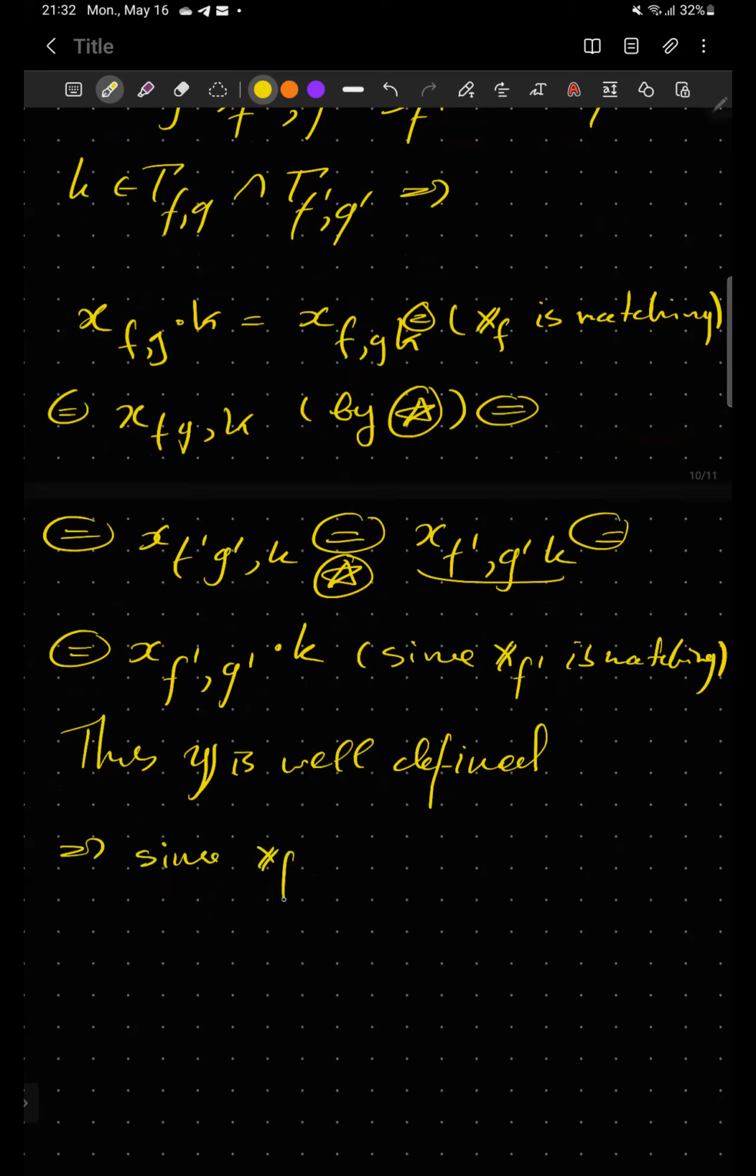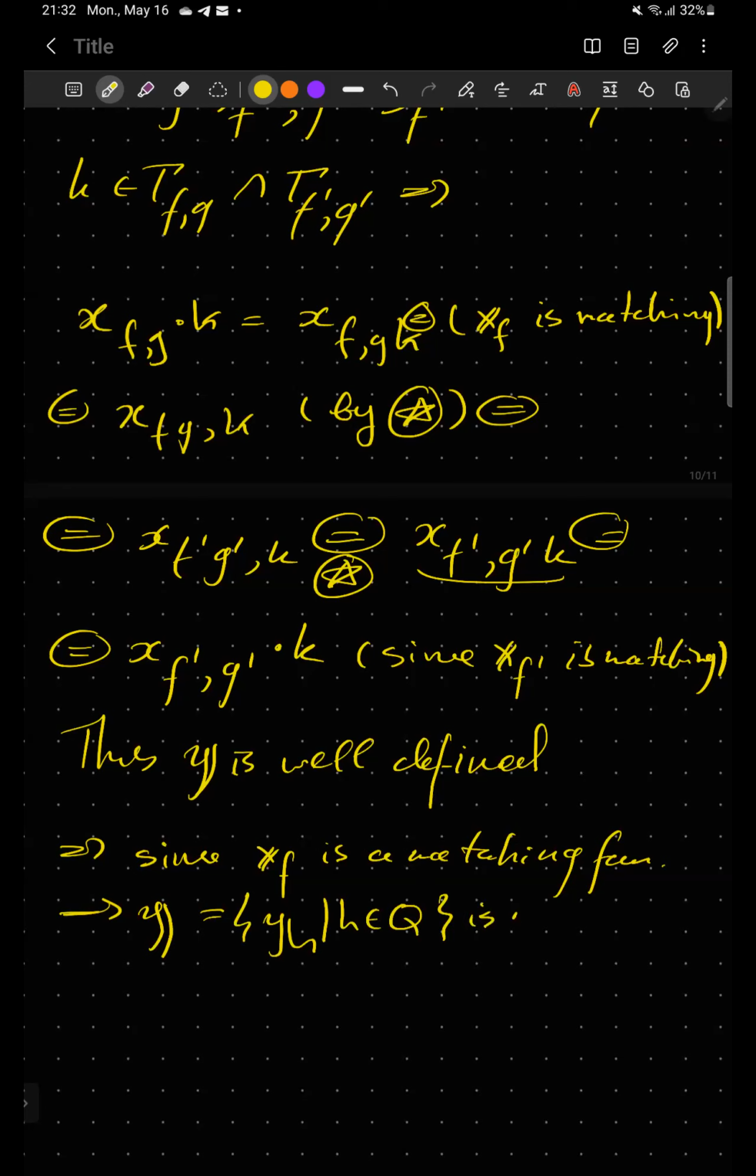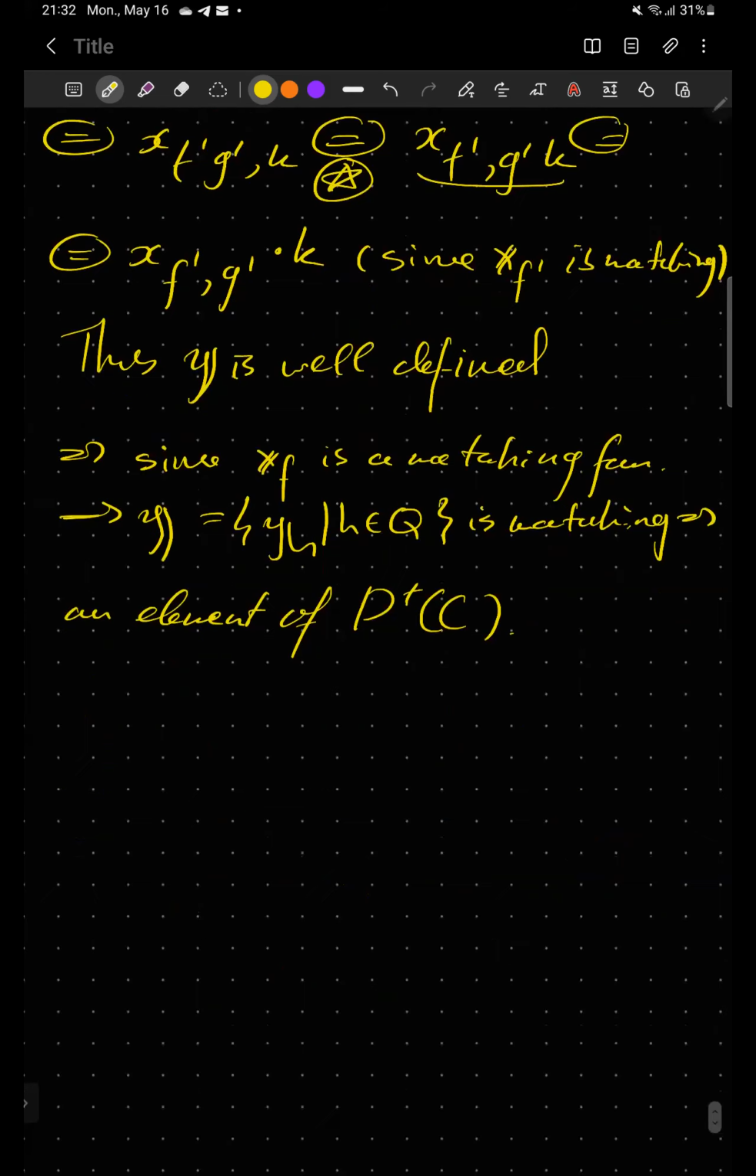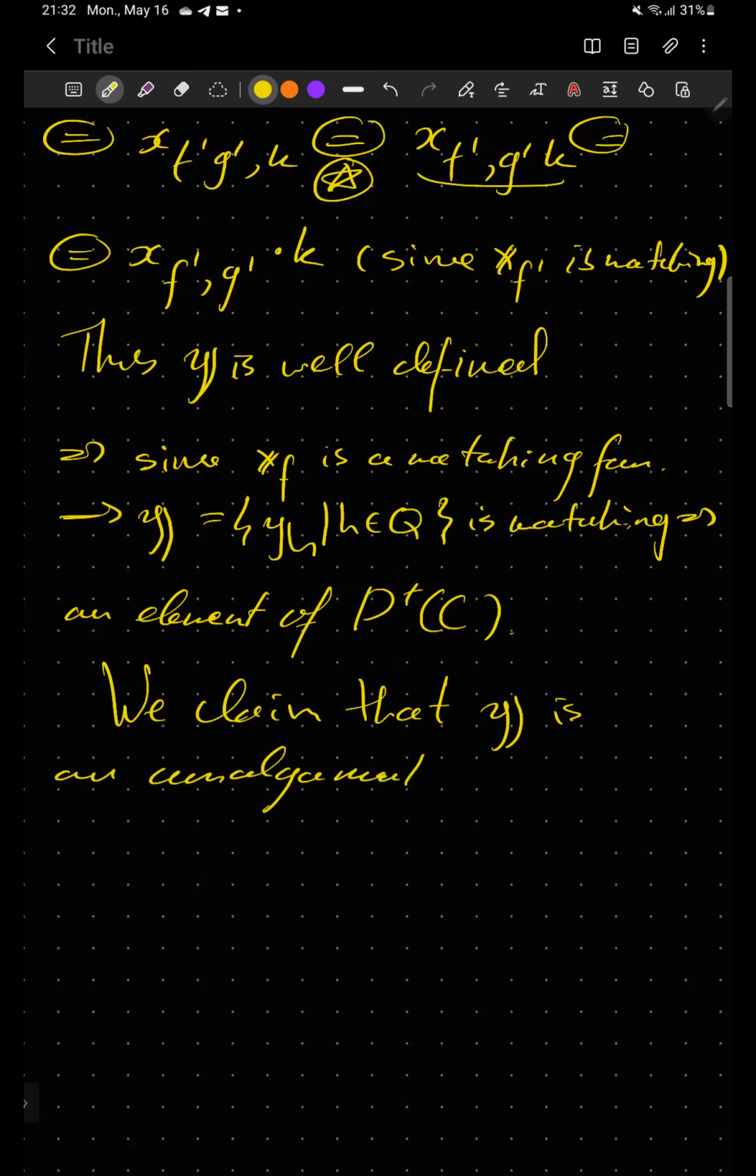Thus, since XF is a matching family, it follows that Y bold, equal to Y H, is matching. Then it is an element of P plus C. We claim that Y bold is an amalgamation of XF.